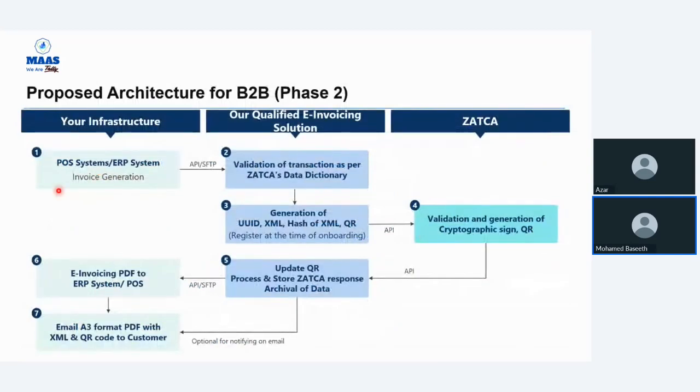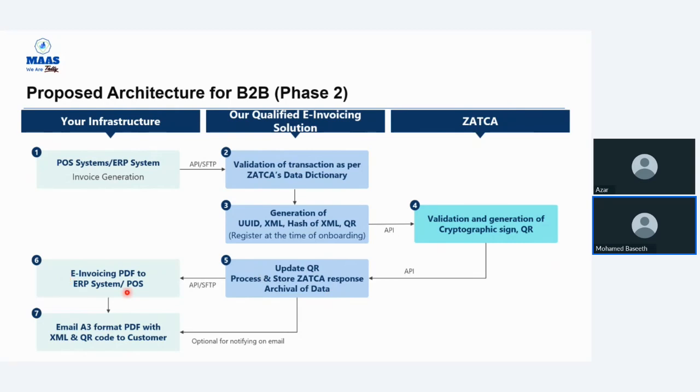Now we'll see how the infrastructure works. Whether you have a POS system or a normal system for invoice generation, the invoice will get prepared, and with our e-invoicing phase 2 solution, the transaction will get validated as per the ZATCA portal, and then it will generate the required fields and required XML files. Then you will be able to validate the cryptographic stamp and sign and QR, and then you will be able to archive the e-invoices as well as the updated QR.